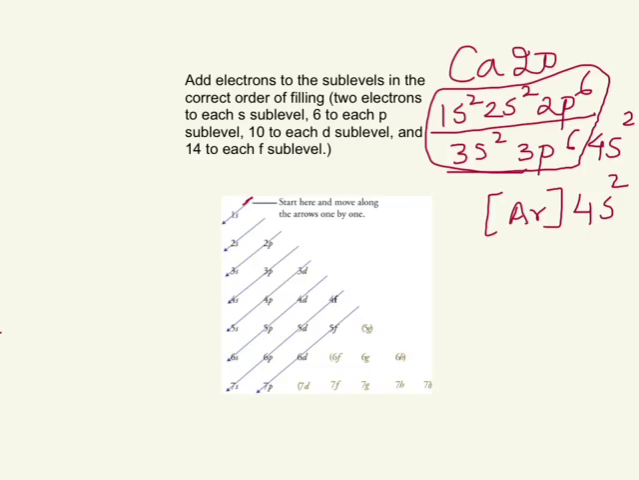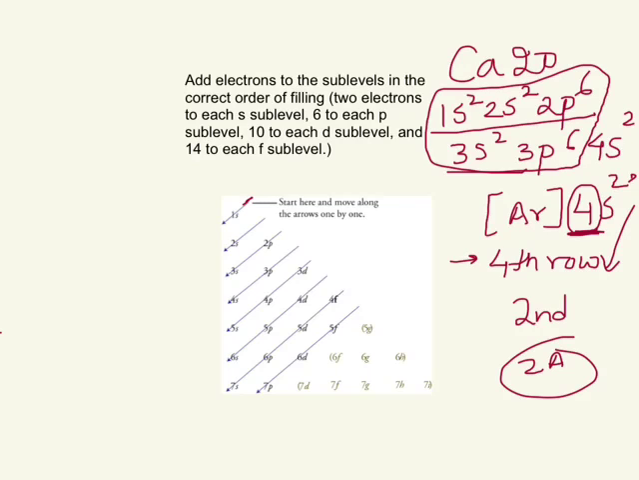Again, look at the outermost shell. Outermost shell is 4. How many electrons are in the outermost shell? 2. Means this element is in the second group. It's in the 2A group. Also, this was the outermost shell, 4th. 4th shell means this element is in the 4th row. 4th row, second column. And argon 4s2 is the shorthand or the noble gas configuration of calcium 20.